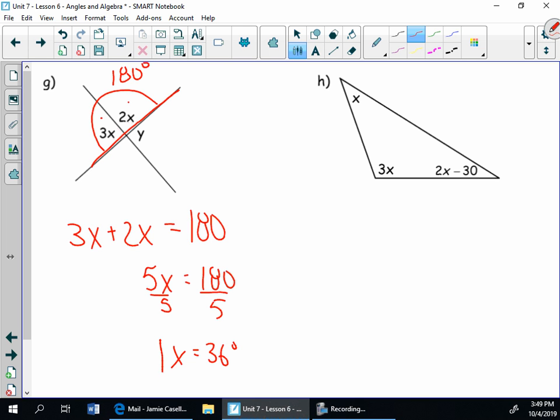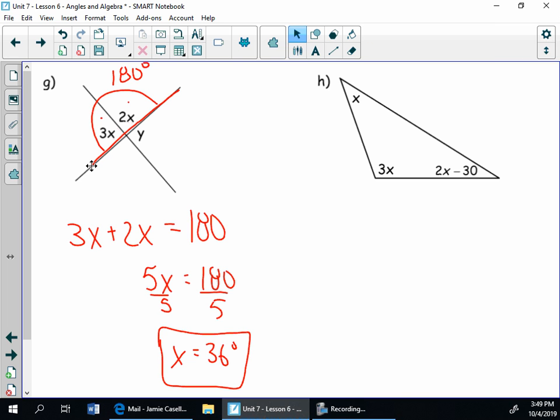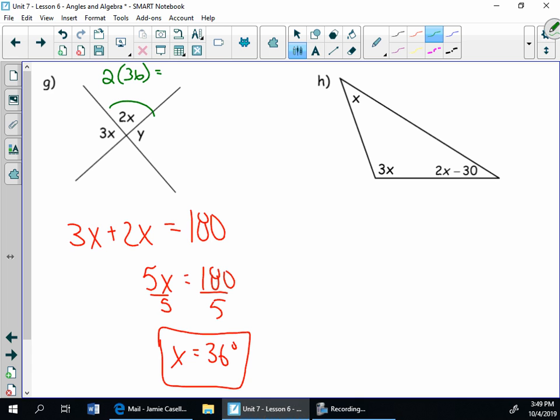Well, now that I know that x is 36, I can go back to the question and figure out the missing angles. How do I do that? Well, this angle is made up of 2 x's, 2 36's. If I multiply them together, I get 72 degrees. This one's 3 36's, or in other words, 108 degrees.